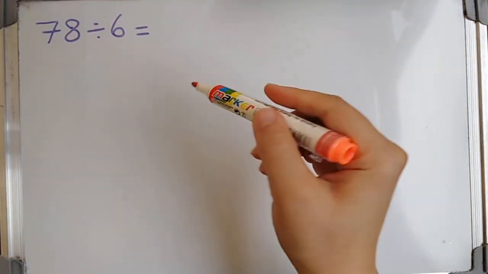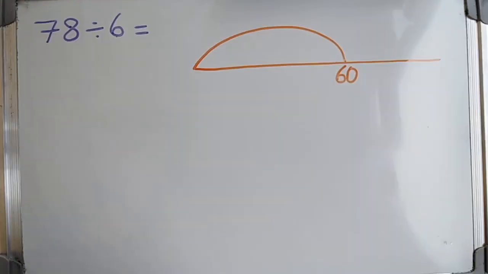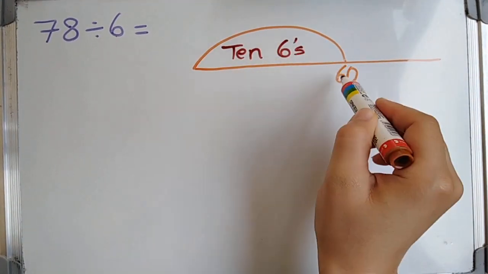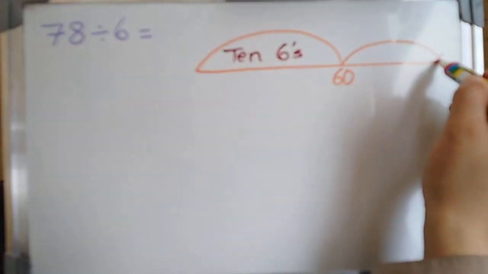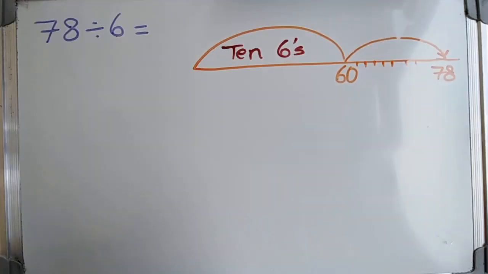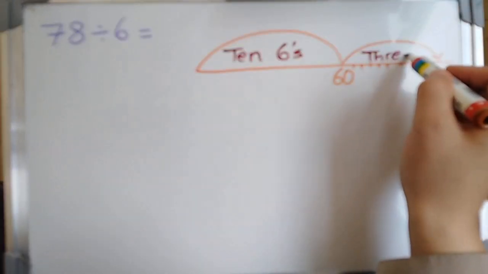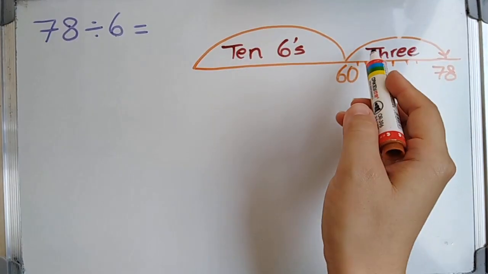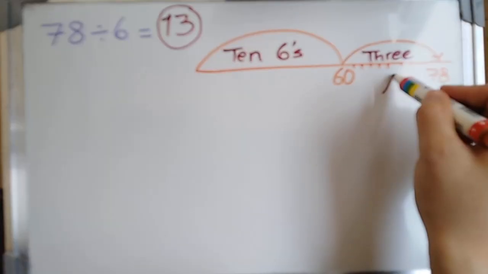Now 78 divided by 6, again I'm going to draw a few steps. I'm going to reach 60 because there are 10 sixes there. And from 60 to 78, that's 18 more steps. And in those 18 steps, we have 3 sixes. So 10 plus 3 is equal to 13. 78 divided by 6 is equal to 13.